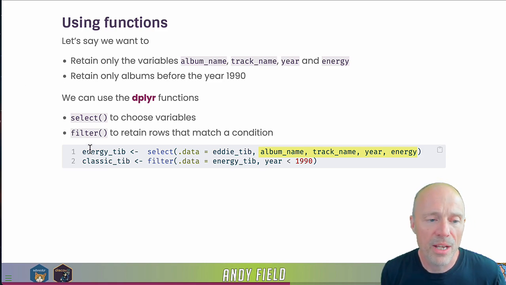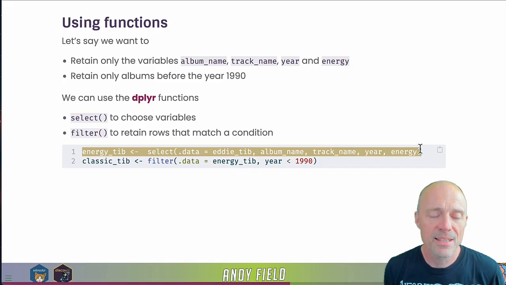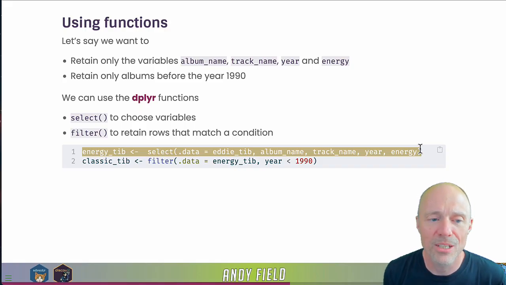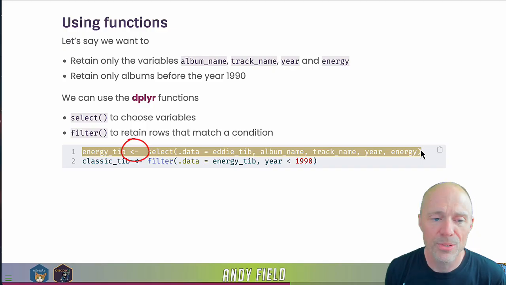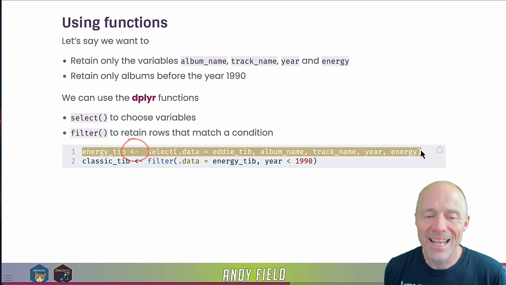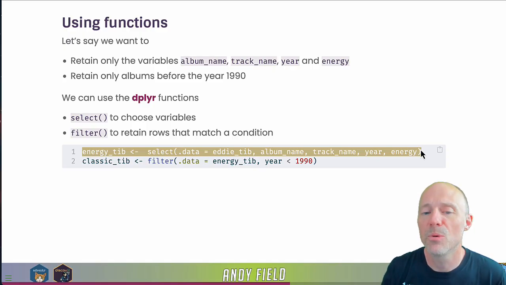So what this first line of code is doing is it's saying create an object called energy_tib, and we create it from, that's what that little arrow does, the function select, and then within that function, the instructions we give it are to use the object eddytib, that's our big data file, and then after that, separated by commas, we just list the variables we want. We say we want album name, track name, year, energy.